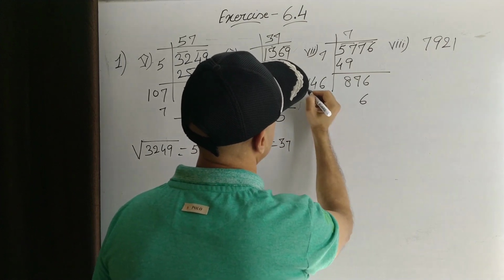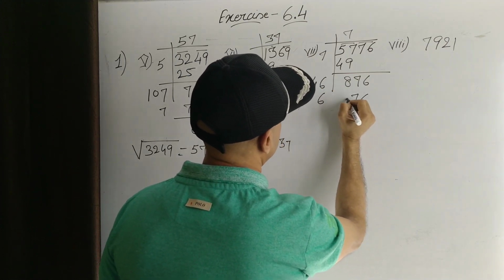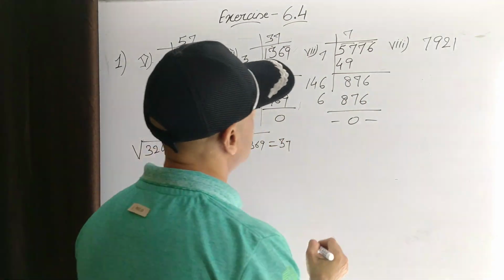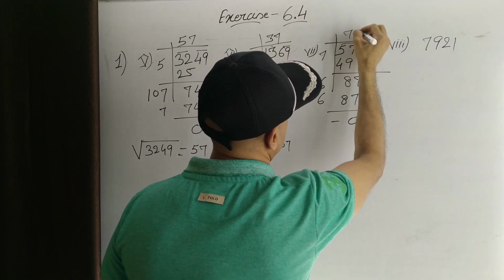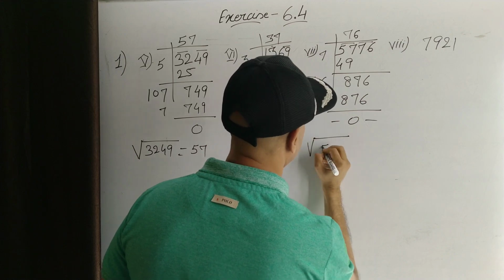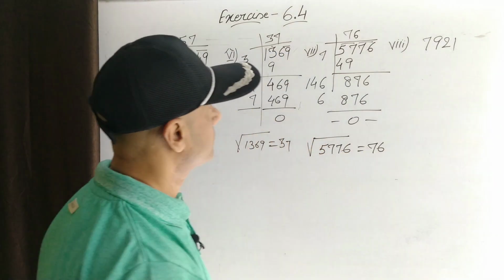36, 37 and we get remainder 0. So we have right hand component of this answer as 6. So we'll have under root of 5776 is 76.